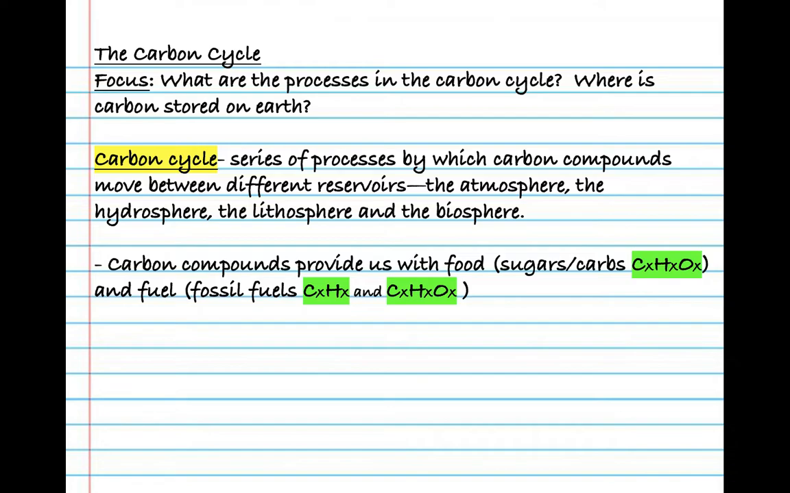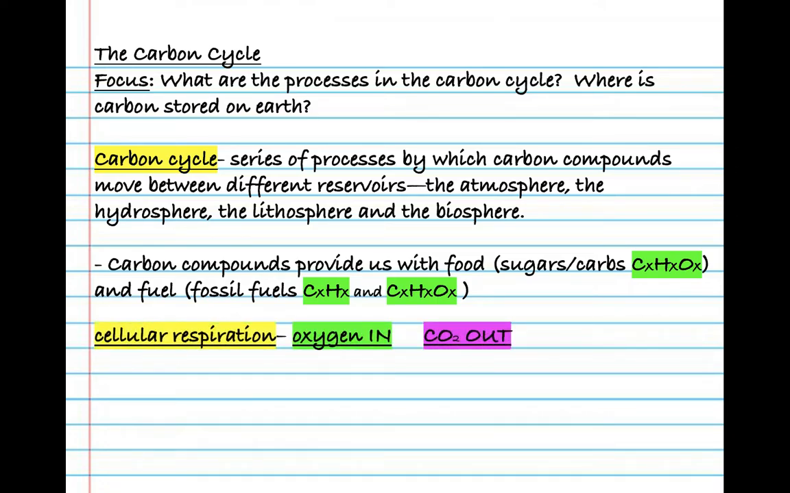Carbon compounds provide us with food, so go ahead and put in sugars and carbs. And I have a chemical formula here. It's a generic chemical formula. So I wrote CxHxOx because it's going to be some ratio of these three elements. And fuel. So fossil fuels are going to be either CxHx or CxHxOx. But if you understand chemistry in general, you'll see how many different places it plays out in so many different concepts across many fields of science.